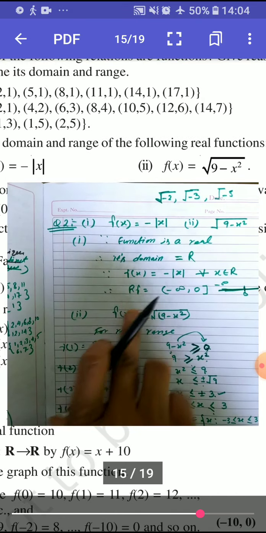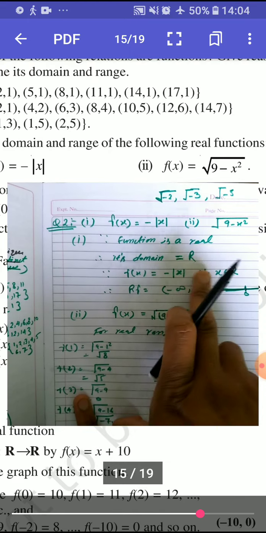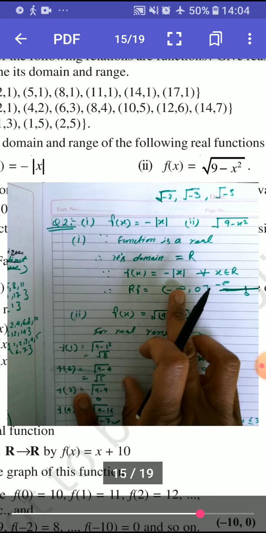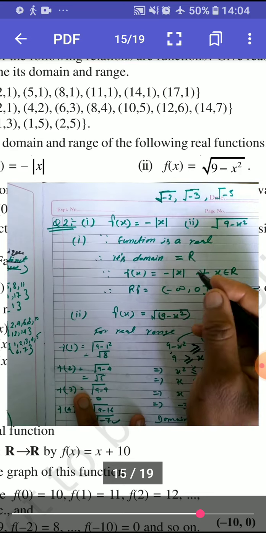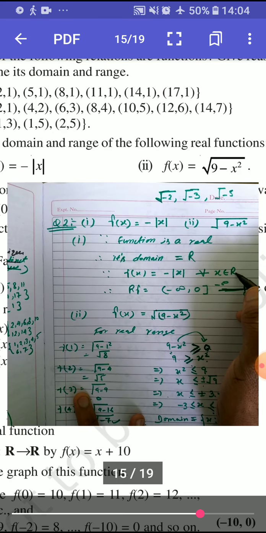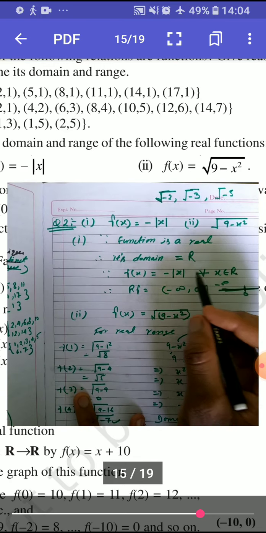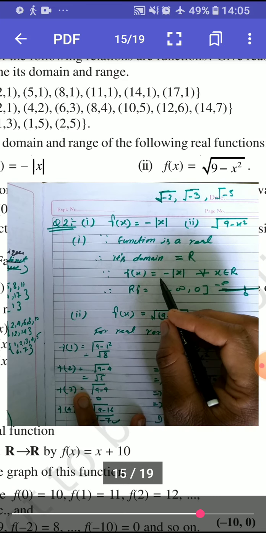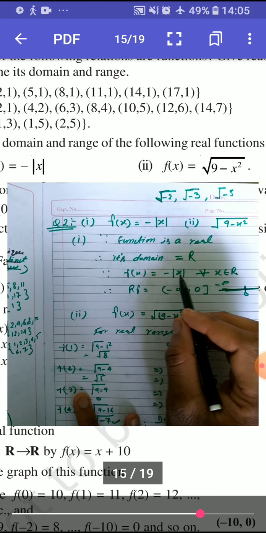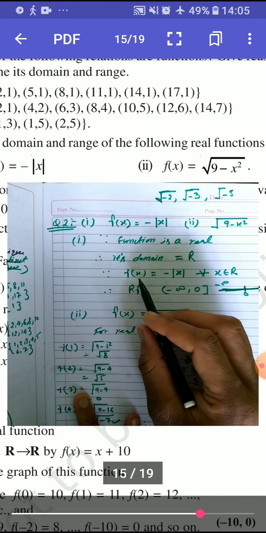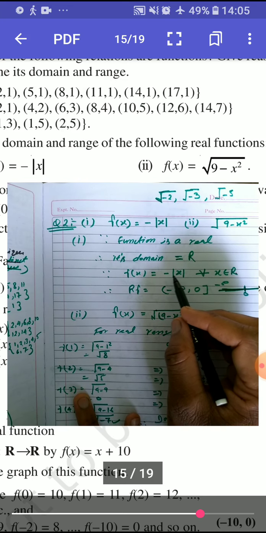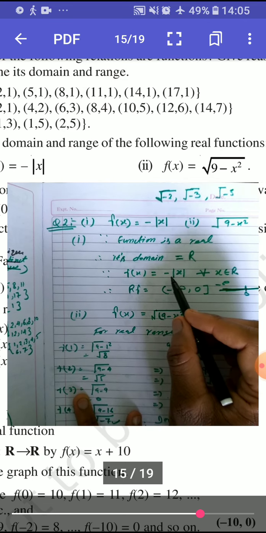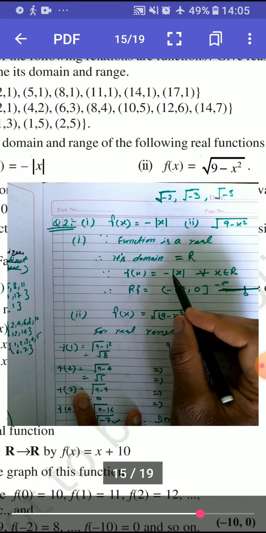Since f(x) is a real function, its domain is the real numbers R. Since f(x) equals minus mod x for every x belonging to R, right? If you put x equal to 1, you will get f(1) equal to minus 1. If you put x equal to 2, you get minus 2. If you put x equal to 3, you get f(3) equal to minus 3. If you put x equal to minus 1, you get minus 1 only.